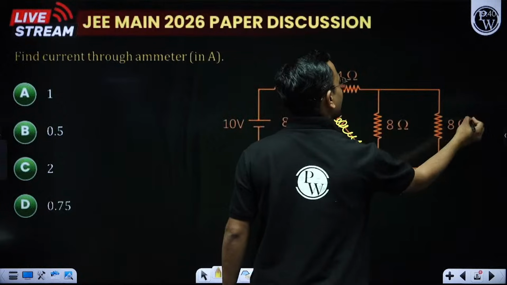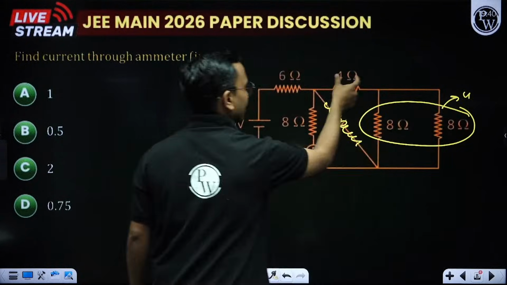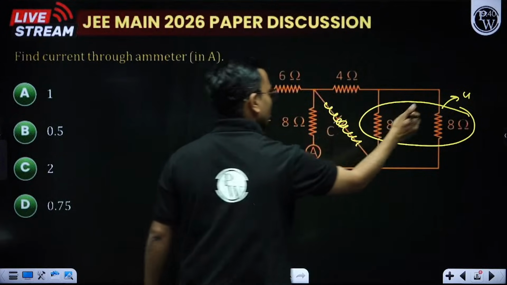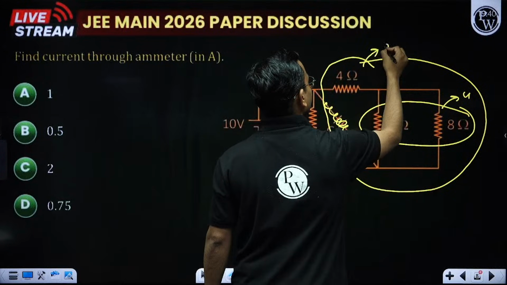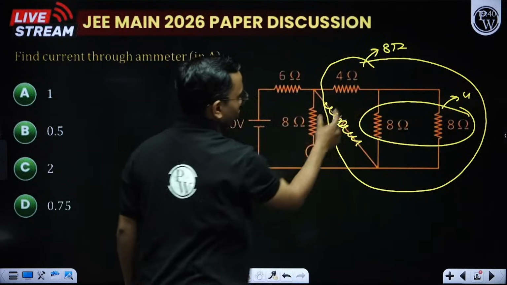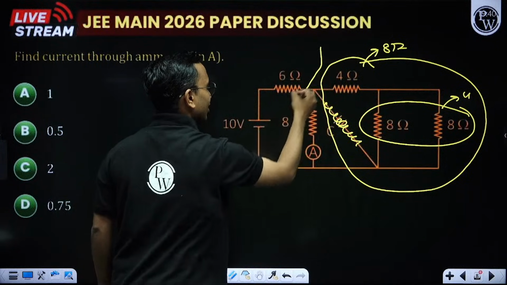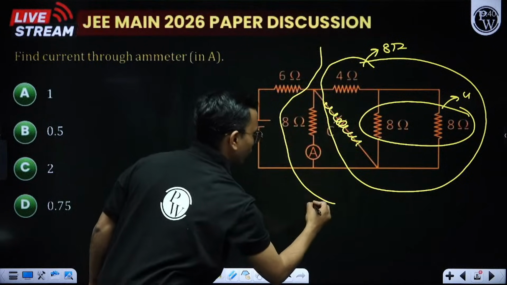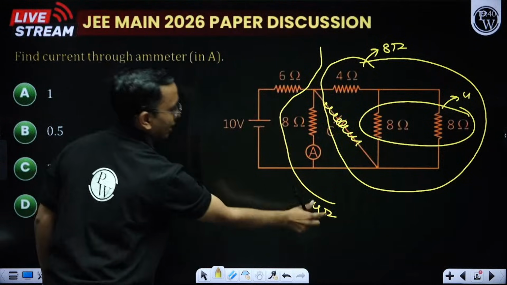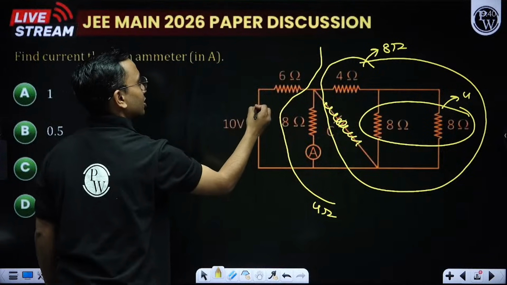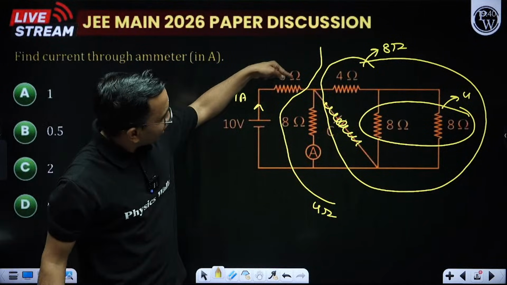This 8 and 8 are in parallel, so this is 4. This 4 and this 4 are in series, so this whole is 8 ohm. This whole is 8 ohm. Now this 8 ohm and this 8 ohm are in parallel, so till here this total is 4 ohm. This total is 4 ohm, this is 6. They are in series, 4 plus 6, 10. It means 1 ampere current is coming from here.